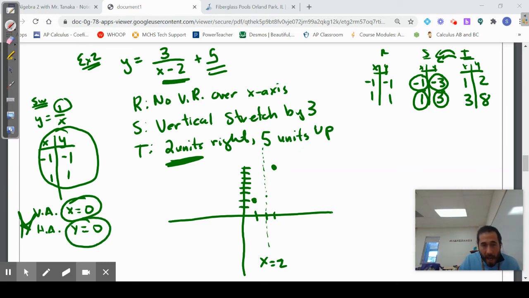So I'm going to move that guy up 5. 1, 2, 3, 4, 5. And I'm going to draw a dashed line through that. Why is it a dashed line? Because it's not really part of the graph, but you're not allowed to cross it.